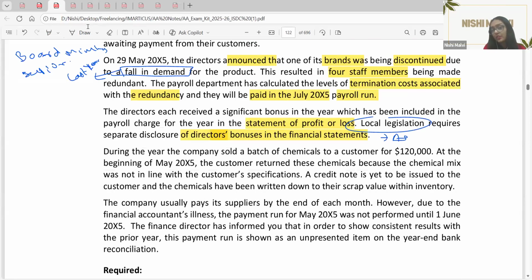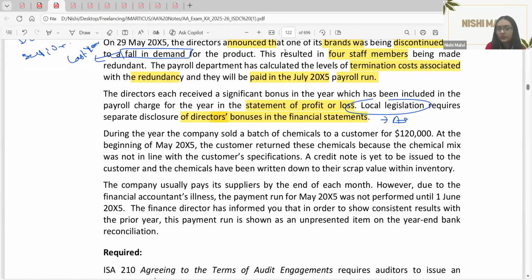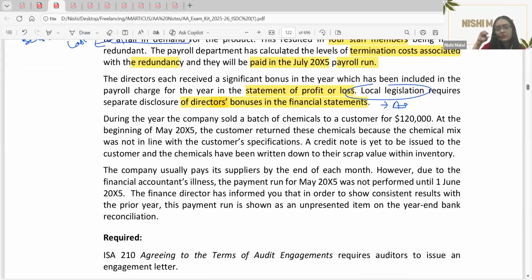Do you know, is there any specification given for cost? Actually, whatever bonus they paid, that is correctly included in the P&L. No, that's not a problem. Sorry, thank you for identifying. Bonus which is paid is not included. Bonus cannot be part of redundancy. Termination cost can be a part of redundancy. Okay? Anything else to find out? Are you able to identify the cost?